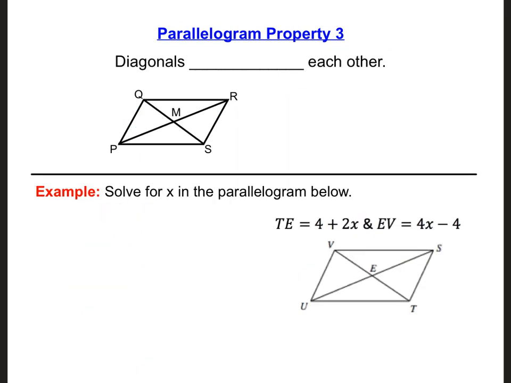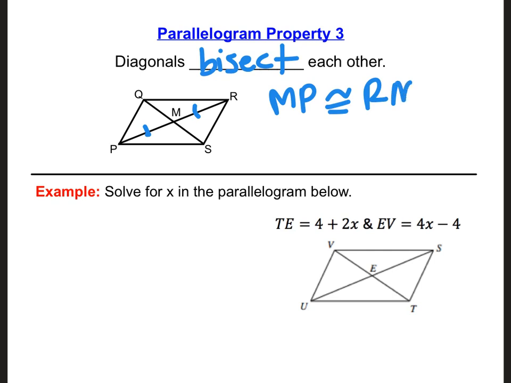All right, we're talking about our third parallelogram property. This one says my diagonals bisect each other. That means that they cut each other in half. So these two sections, MP is going to be congruent to RM. And then these two, QM is going to be congruent to SM.